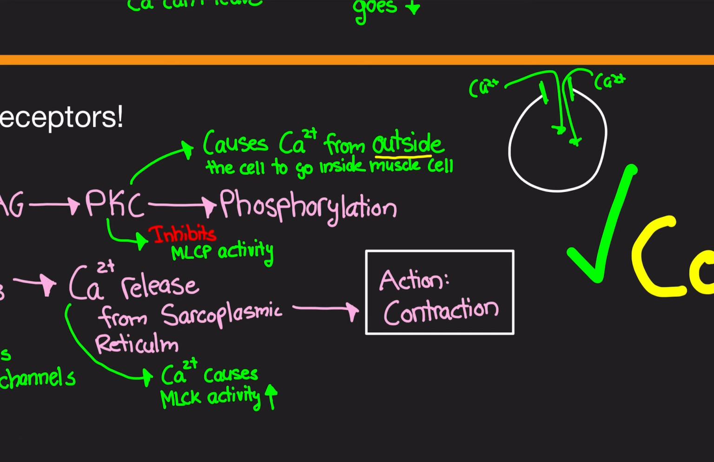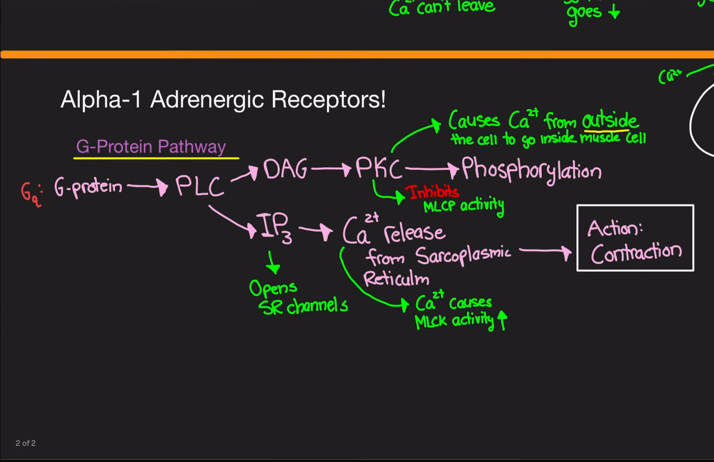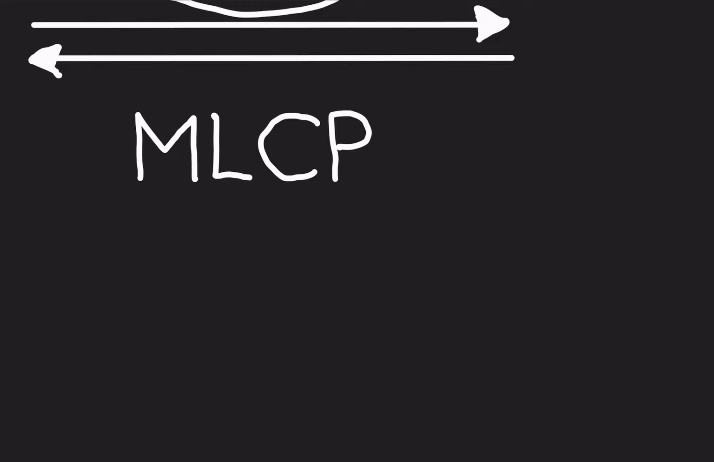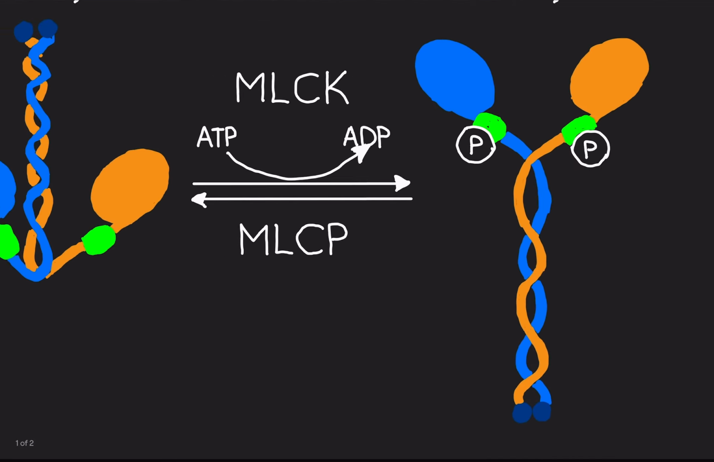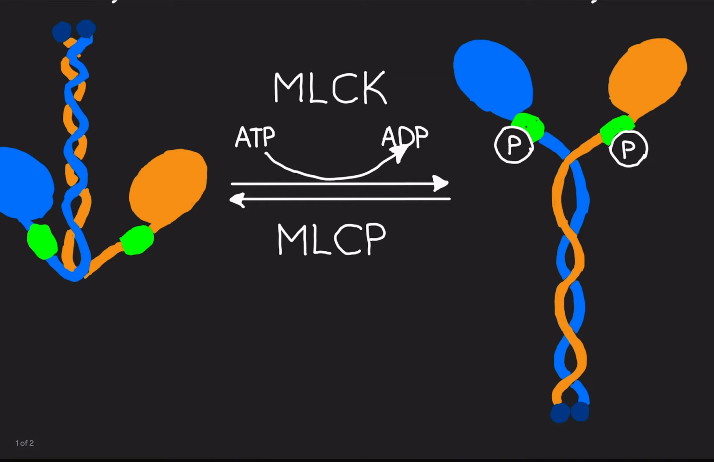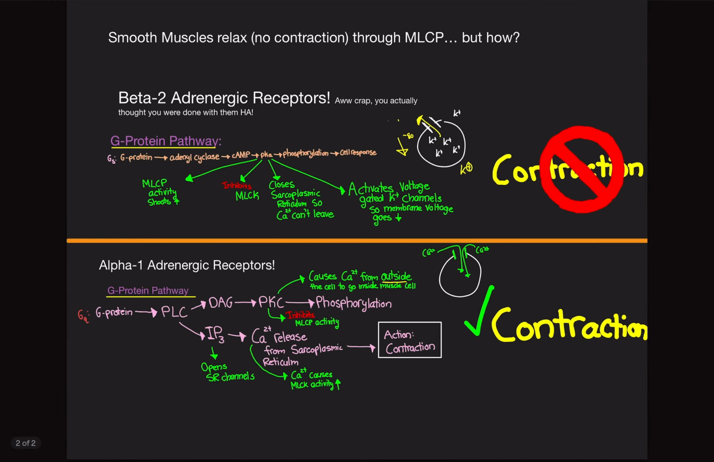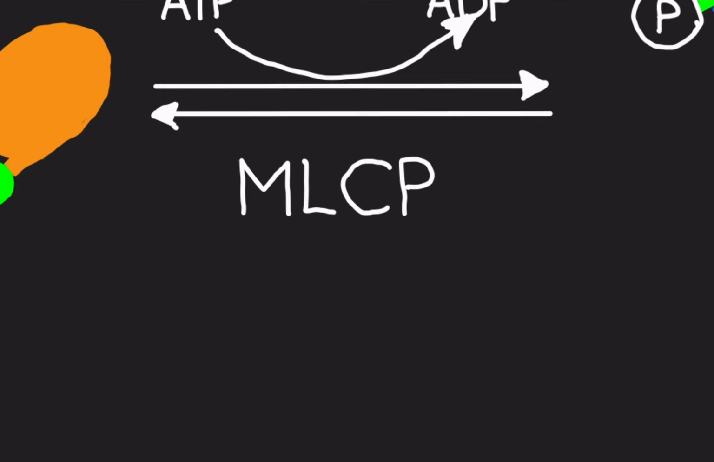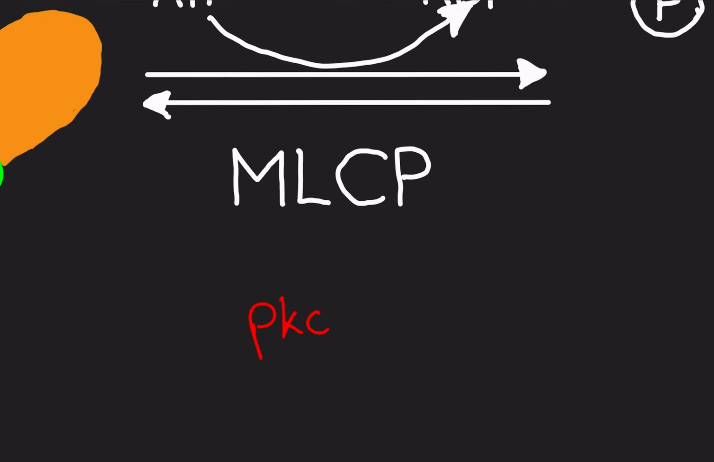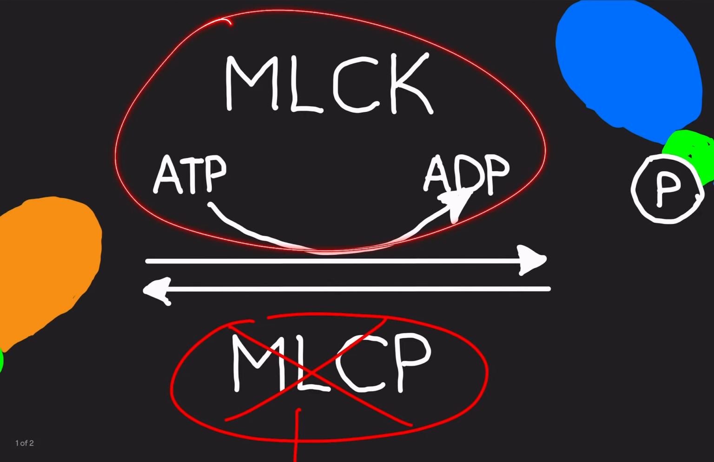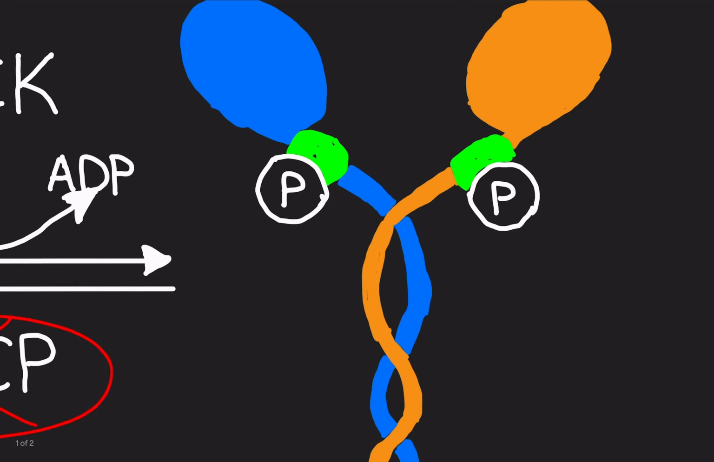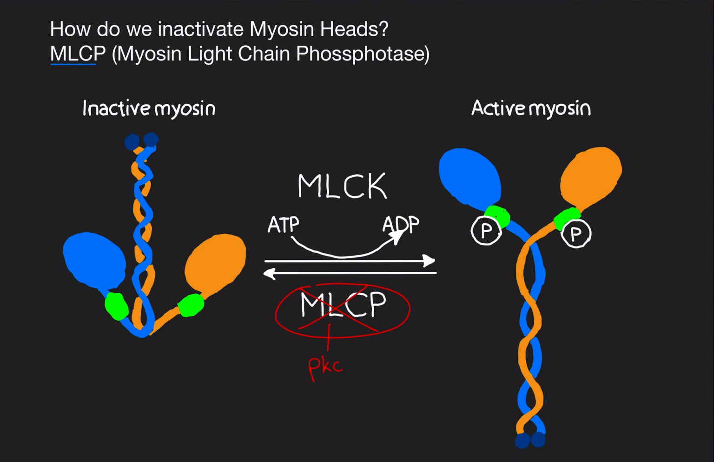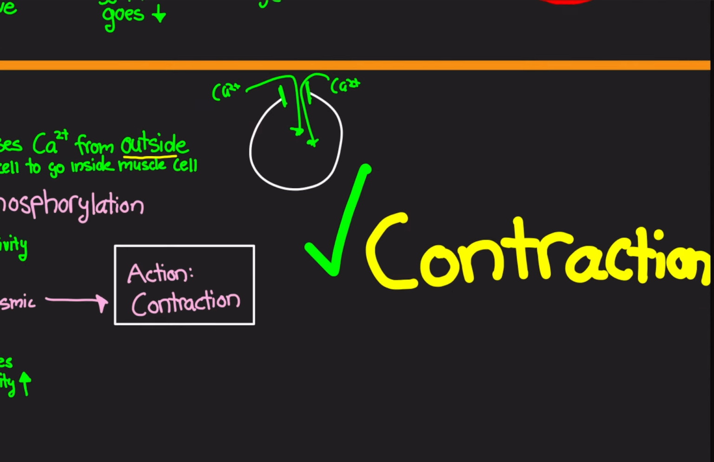PKC also inhibits MLCP activity. So remember, MLCP is what causes no contraction to happen. It relaxes the muscle. So we don't want this happening. So we're talking about PKC. PKC is going to go over and basically tell MLCP to shut up, stop doing what you're doing. So now we're only left with MLCK. So we only go in one direction, this way. And all of this would cause a contraction to happen.